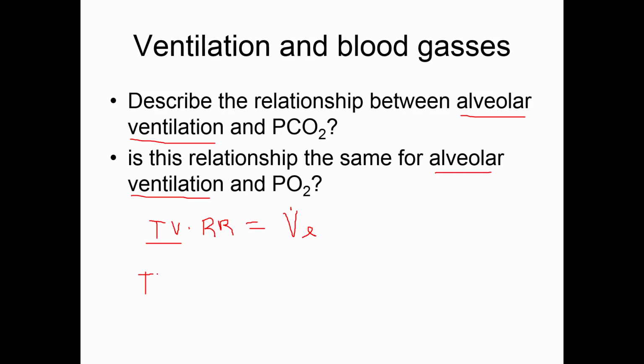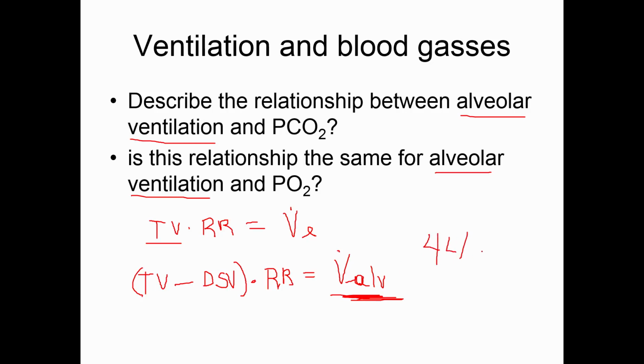And if we know our dead space volume and we subtract that from our tidal volume, we get alveolar volume. And if we multiply that difference times the respiratory rate, well, then we get here an alveolar ventilation. This is the air that's going into the alveoli and participating in gas exchange. And a typical alveolar ventilation should be about 4 liters per minute.